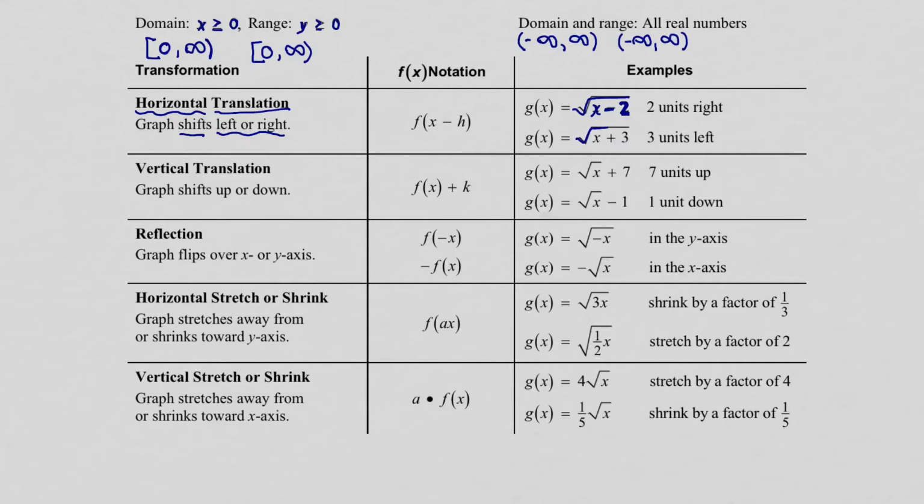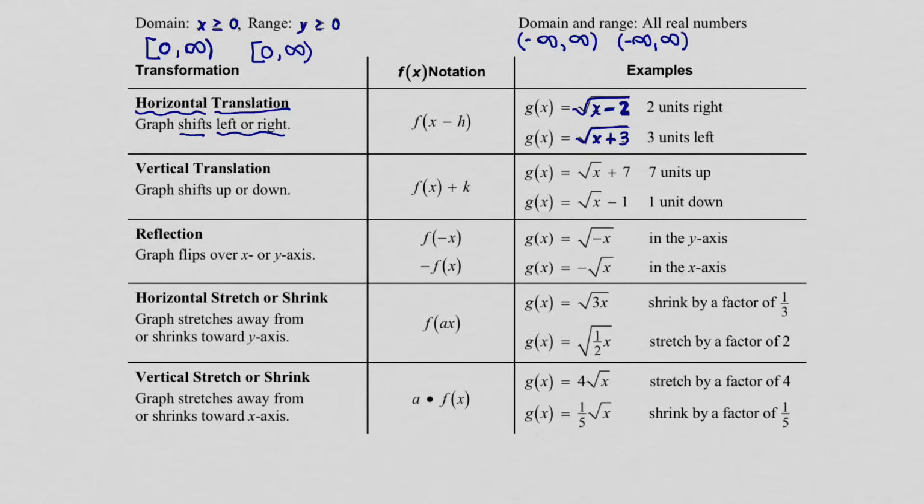And here we go with this one. We've got a +3. So we know that it's going to be moving 3 units. And is it going to the left or is it going to the right? Well, we would expect a positive to go to the right, but it actually goes to the left when it's inside that grouping.